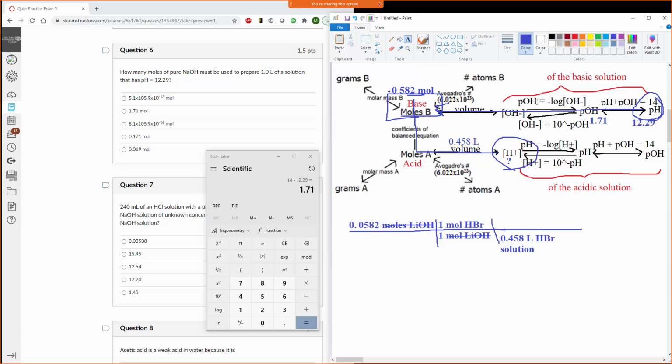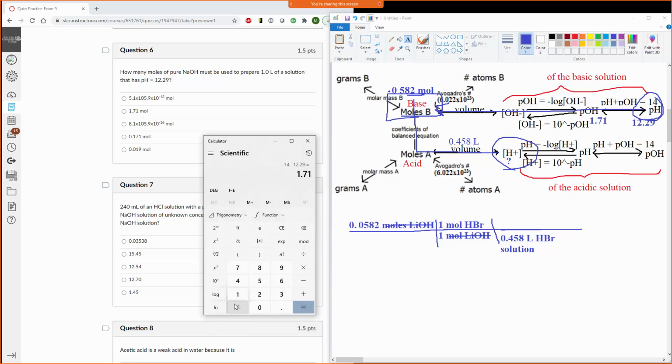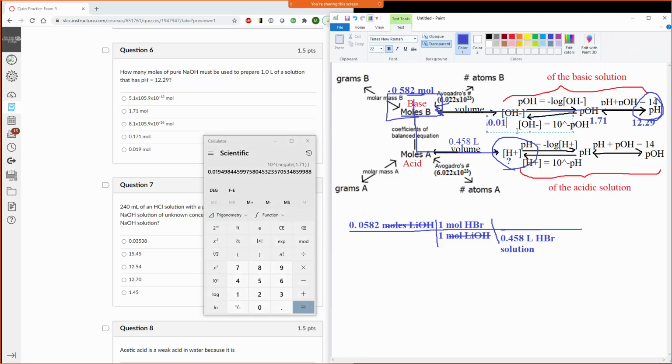Now to get back to my OH concentration, I'm going to take 10 raised to the negative that. Okay, 10 raised to the negative 1.71. That gives me 0.0195 moles per liter right here. And now I'm going to use the volume, which was 1 liter, to find the moles. And so let's put this 0.0195 moles NaOH in 1 liter of an NaOH solution.